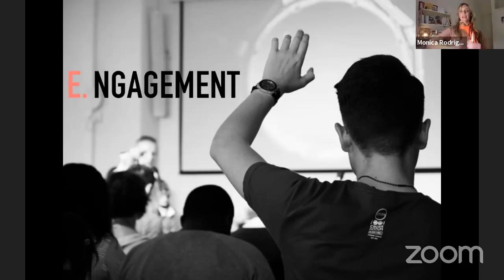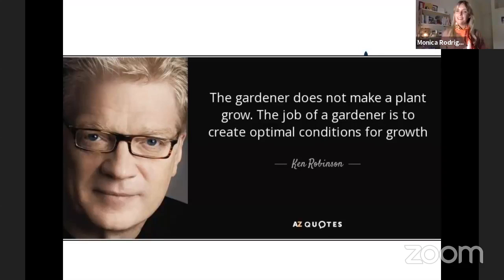I'm moving into the E, very big E of engagement. And now please allow me to quote our beloved Sir Ken Robinson, who used to say that the gardener does not make a garden or a flower or a plant grow. The job of a gardener is to create the optimal conditions for growth. And I like to think of us teachers as gardeners in our students' lives.